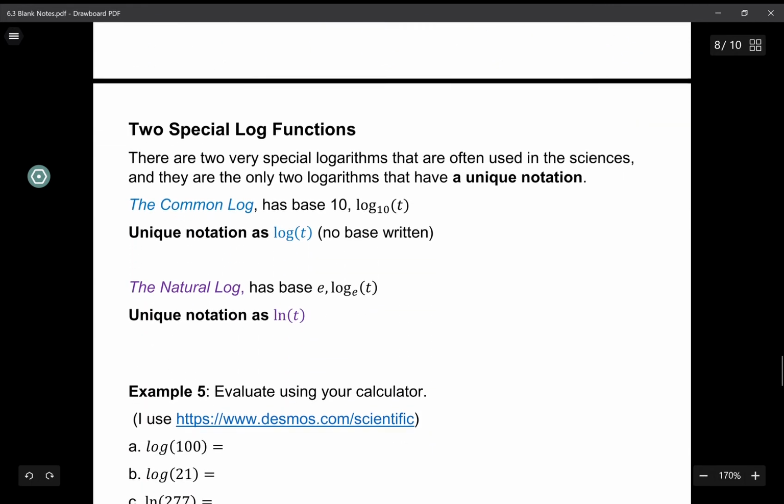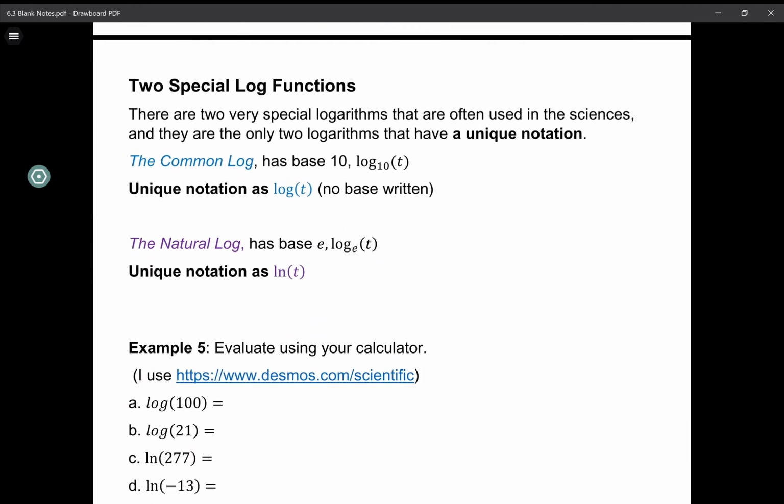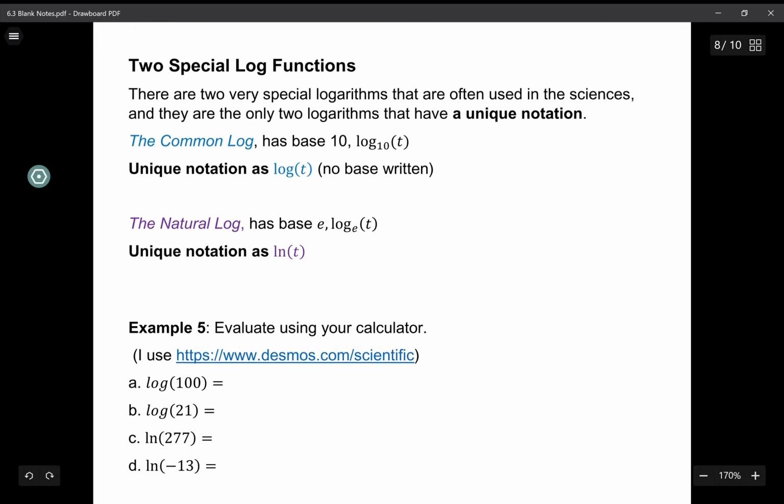We've gotten pretty good at computing some values. Let's talk about some special logarithms. There are two very special logarithms that we use in science all the time, and they get special notation. They're used so often. The common log has base 10. So if you want to write it all out, you would write it as log base 10 of t. But most of the time, people don't bother to write a base. So if no base is written, that means it's log base 10.